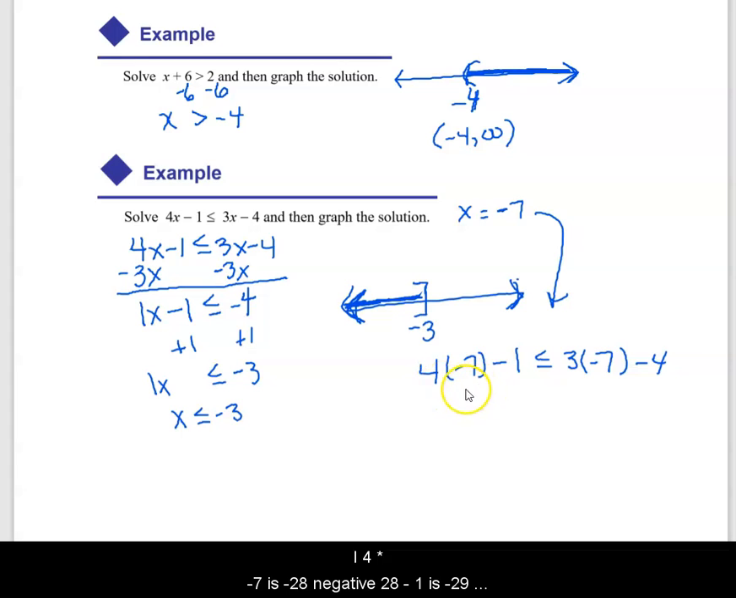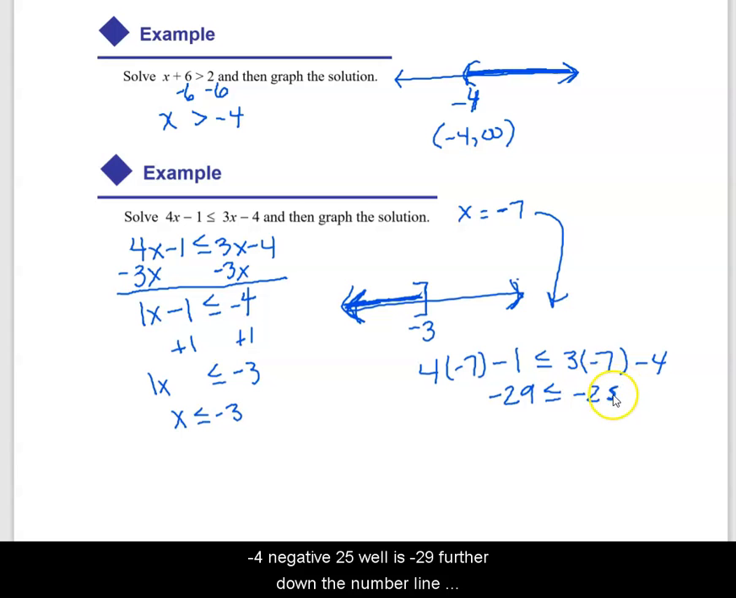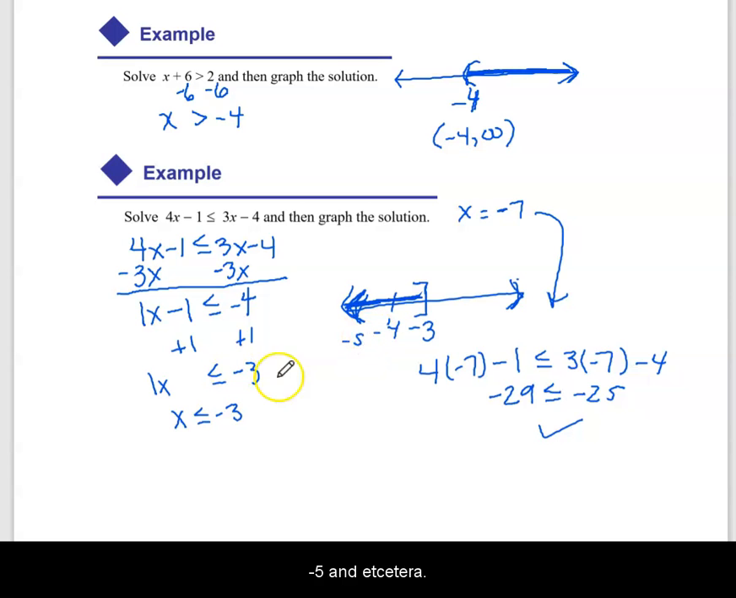Okay, 4 times negative 7 is negative 28. Negative 28 minus 1 is negative 29. Is negative 29 less than 3 times negative 7, which is negative 21, minus 4, negative 25? Well, is negative 29 farther down the number line than negative 25? Yes, it's less than, so that works, okay? So I could have checked other numbers besides negative 7, but they needed to be these numbers that are colored in this way, right? The next one would be negative 4, negative 5, and etc.